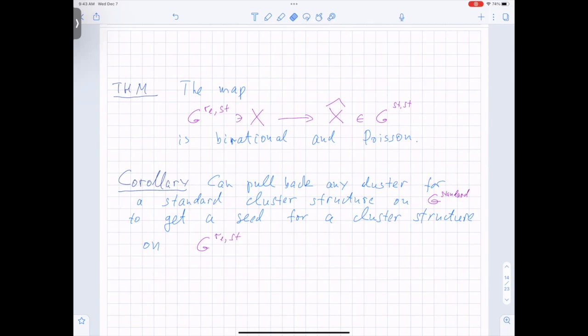So I can take these nice coordinates and pull them back. They will become something rational, but then I clear denominators and this will produce my initial cluster. Okay? So, well, there are some things that need to be checked, but this construction helps you to prove at least Poisson properties of the corresponding functions for free.